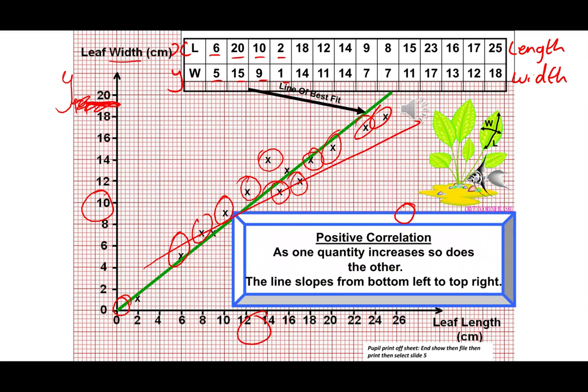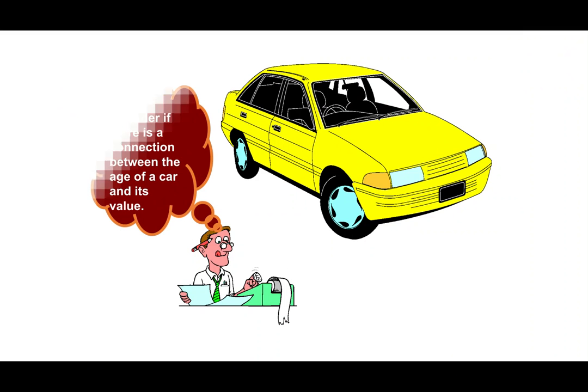Okay guys, so as you can see, this scatter diagram has a positive correlation. As one quantity increases, so does the other. The line slopes from the bottom left to the top right. So in real life terms, as the leaves get longer, they also get wider. If you get a question saying, describe the relationship between the width of the leaf and the length of the leaf, this is what you would write.